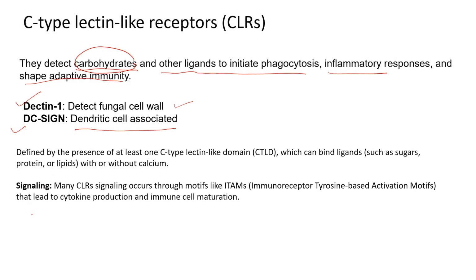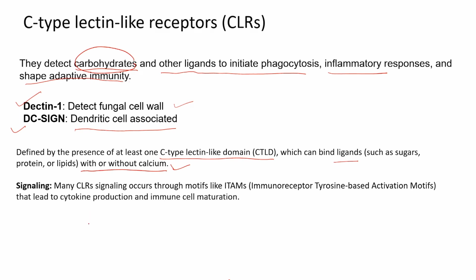These are defined by having at least one C-type lectin-like domain, CTLD as they call it, which can bind to different ligands like carbohydrates, which could be mediated with or without calcium. So this is again a very important point: these are calcium dependent or independent pathway related proteins.